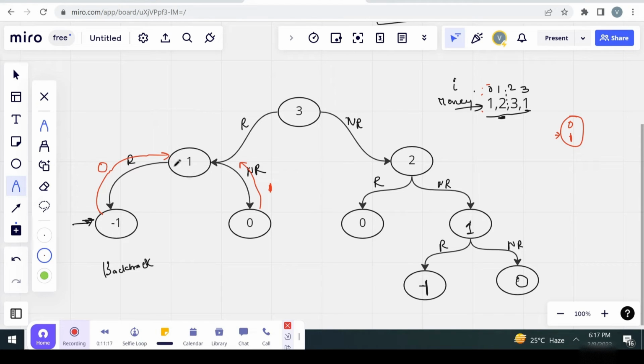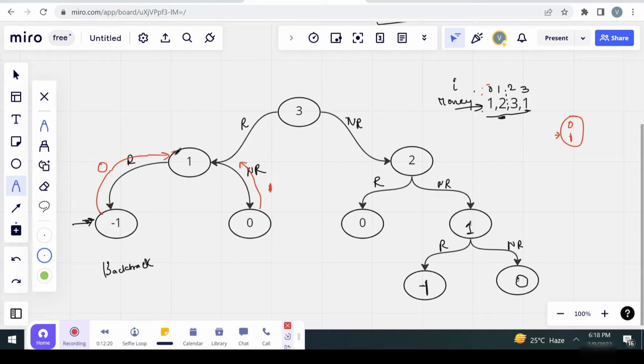Now when I reached 1, here's the important point: I have to take the money for the house indexed at 1 plus the money I'm getting after robbing -1. So for -1 I'm getting 0. Now when we backtrack and reach house indexed 1, here's the important point.